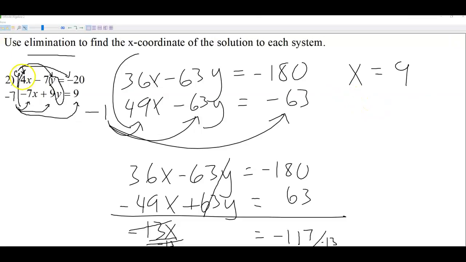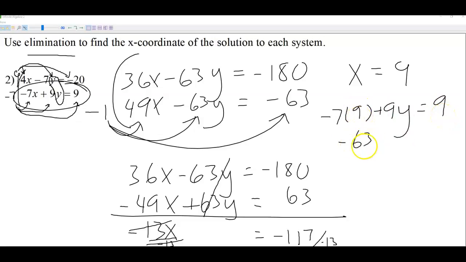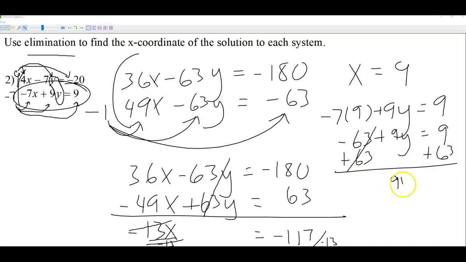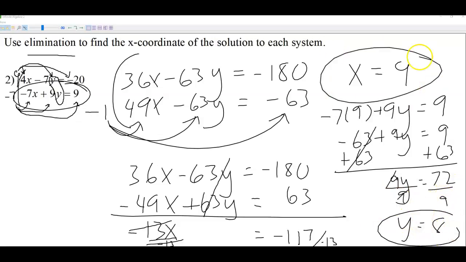To find the y variable, you're just going to go back to one of the original equations. I'll pick the one on the bottom here. And we're going to be replacing the x with what x equals. And x equals 9, so that would be -63. And then we're going to go ahead and just solve for y using some basic algebra here. And we get 8. So we have y equals 8 and x equals 9. So that's the elimination method for solving a system of equations.